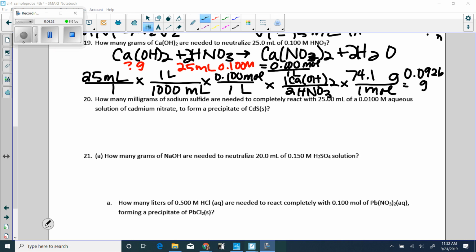Let's skip 20 and go to 21, because I have to show something to you. How many grams of sodium hydroxide, a strong base in the hydroxide group, are needed to neutralize 20 milliliters of 0.150 molar sulfuric acid, a strong acid? The strong acids are hydrochloric, hydrobromic, hydroiodic, perchloric, chloric, nitric, sulfuric.